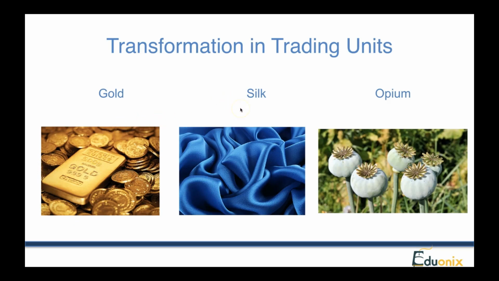Now there were other forms of currencies as well. That's why I've used silk and opium. During the medieval period we had something called the Silk Road, where people used to trade a lot of stuff with silk. Silk had some value at that time. Right now we know silk, but no one wants to give money for silk or exchange something for silk or use silk as a trading unit.